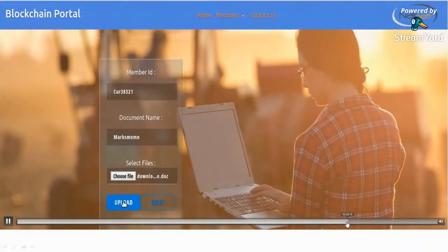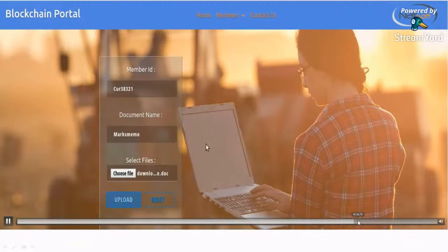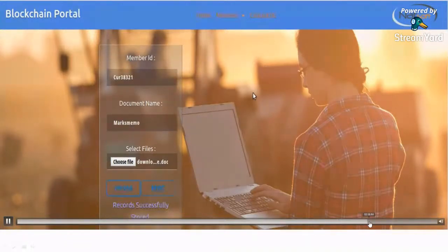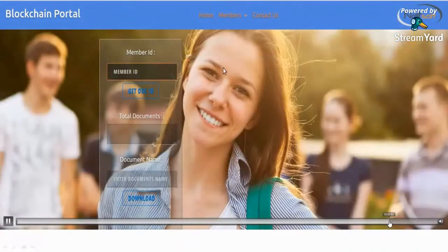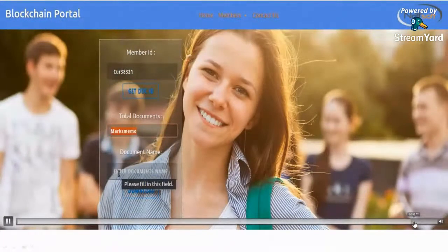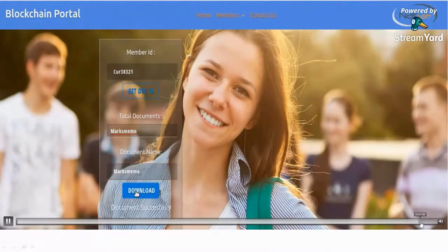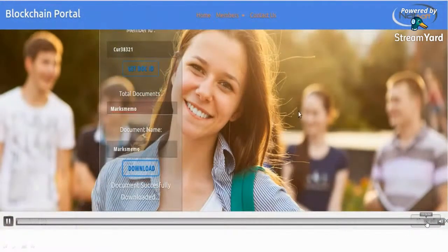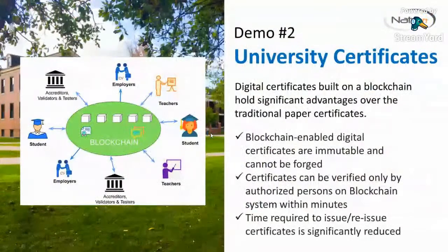So now he has uploaded the certificate, and he'll be getting a certificate hash. Now he is able to download the certificate, and with the same credentials, once the certificate is verified, he can allow access to that particular certificate to his employer or to his higher education institute.